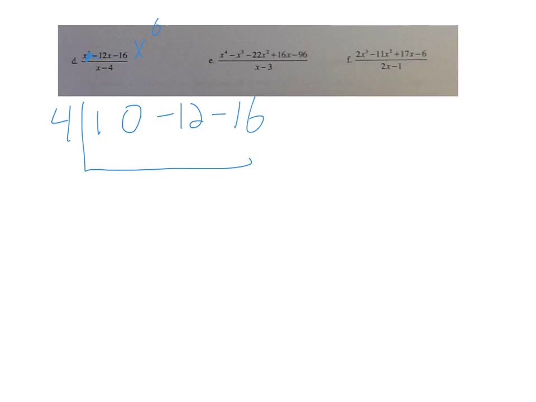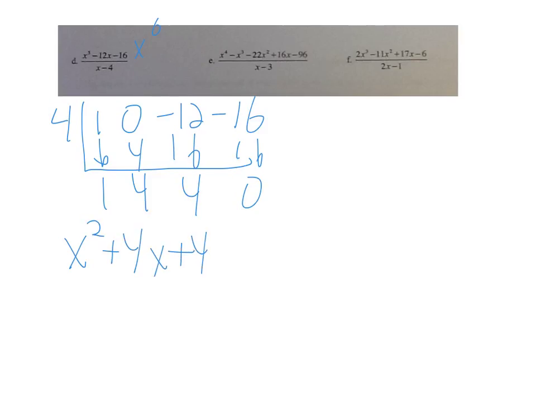So to make sure you don't make that mistake, I'm going to bring down 1. I'm going to multiply, get 4. I add. I multiply. I add. I multiply. I get 0. So that means x minus 4 is a factor. I get x squared plus 4x plus 4. And if I want, I can write plus 0 over x minus 4.